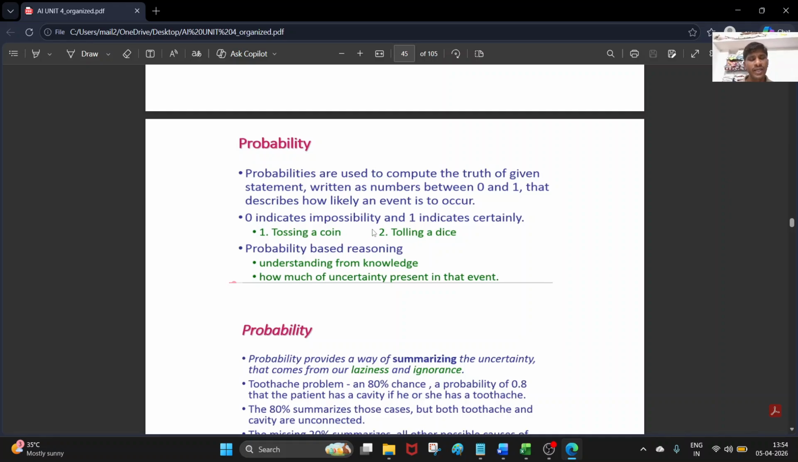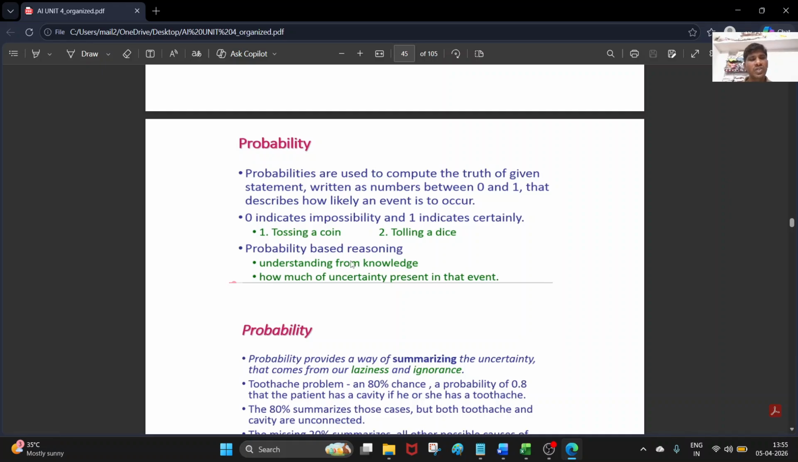For example, 0 indicates impossible events and 1 indicates certain events. If you toss a coin, there is a possibility of getting a head. A coin has two sides, one is the head side and one is the tail side. So the probability of getting the head side is 1 by 2 and the probability of getting the tail side is 1 by 2. The sum of both options leads to 1. That is probability: when individual probabilities are put together and summed, they lead to 1.